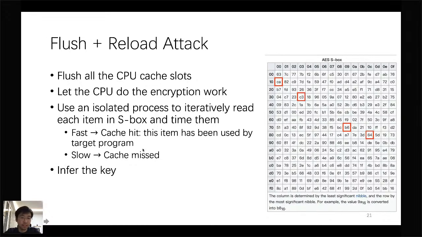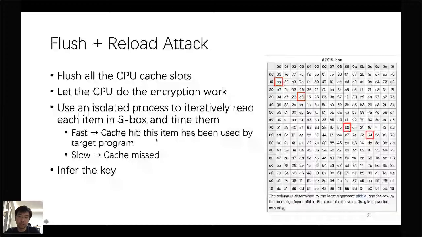And it's just based on the different speed. Actually, what the attacker is doing is that he used an isolated process to iteratively read each item in the SBox and time such process. And if the reading of 1 byte is very fast, we can know that the cache hit happens. And this is why this can be fast, because the user process has used such items before, and these items have been used by the target programs.